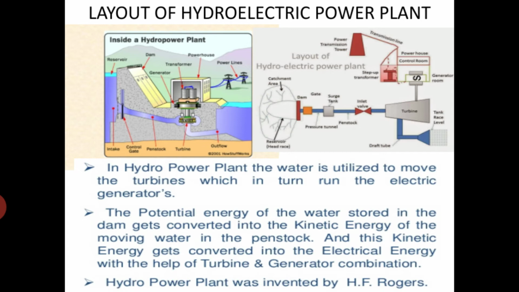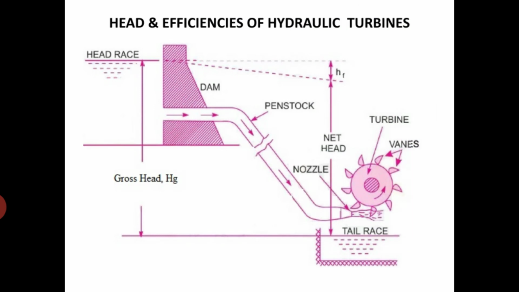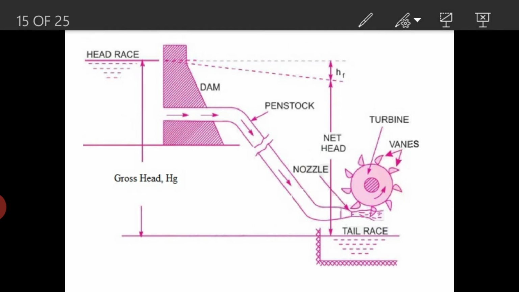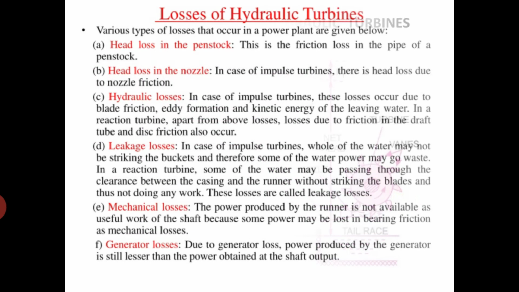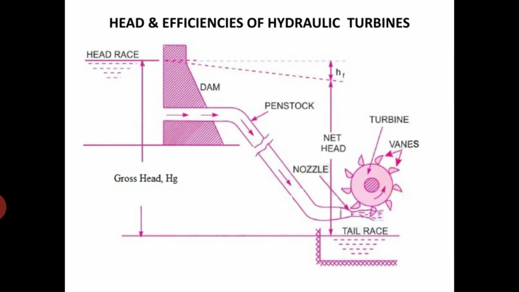This picture shows the general layout of a hydraulic power plant. The water surface in the storage reservoir is known as the head race level. I'll show you in this particular picture so you can name the various levels. This is the head race, and here marked is the tail race.